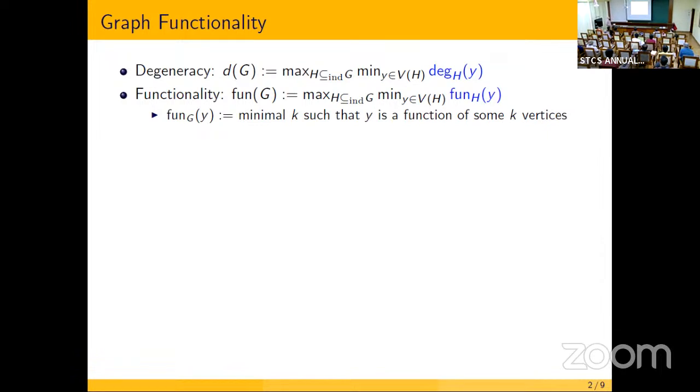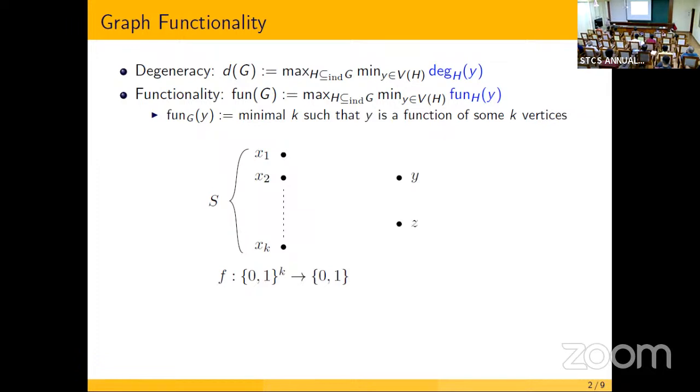It's the minimal k such that the vertex is a function of some k vertices. So what does it mean? We say the vertex y is a function of k vertices if there are k vertices, x1 up to xk, let's say it's a set S, and some function from k bits to 1 bit, and the neighborhood of y in this set S determines all neighbors of y.